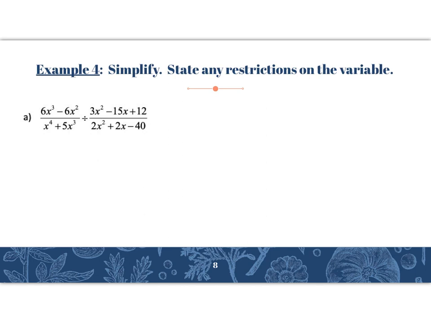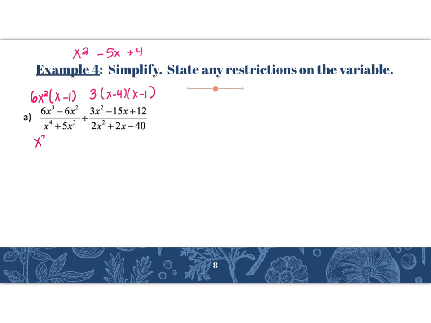Ooh, this one's going to get real complicated. All right, so I'm going to go ahead and factor first. So 6x squared times x minus 1. This factors, oh boy, what is this? 3 is the GCF. So then you get x squared minus 5x plus 4. So that factors to x minus 4, x minus 1.